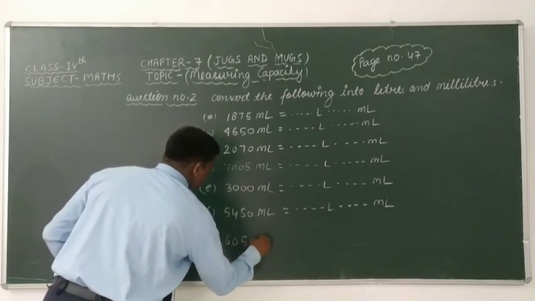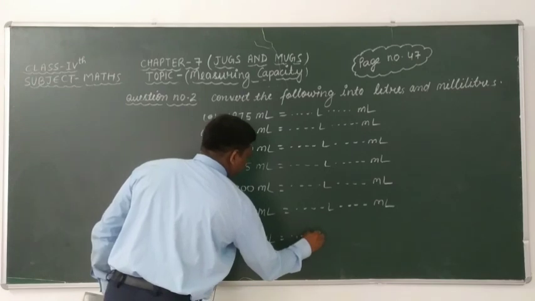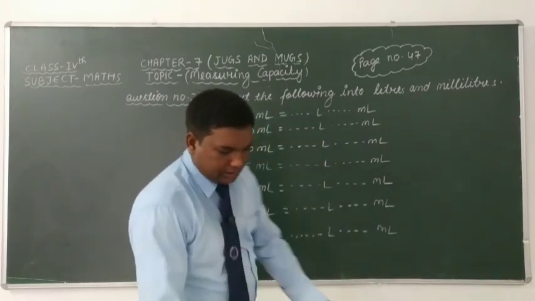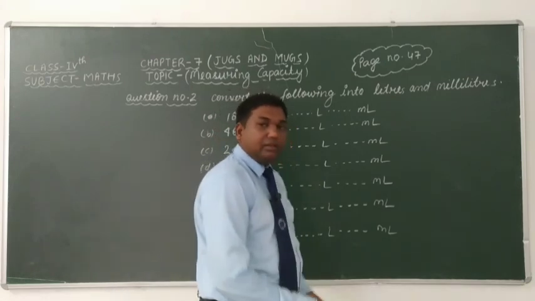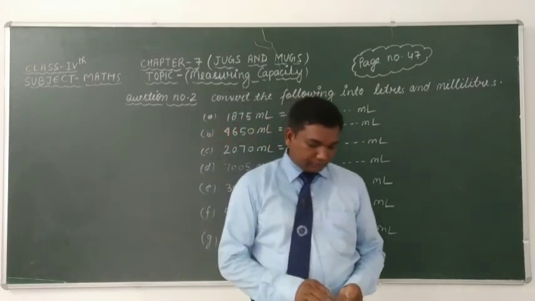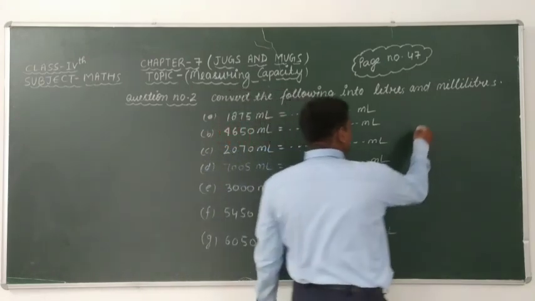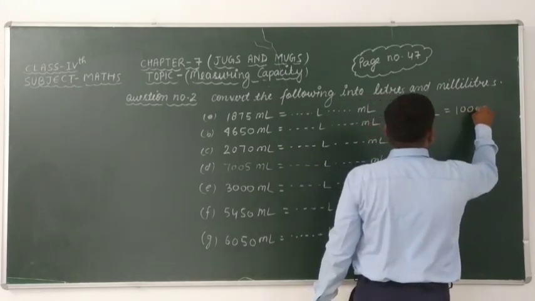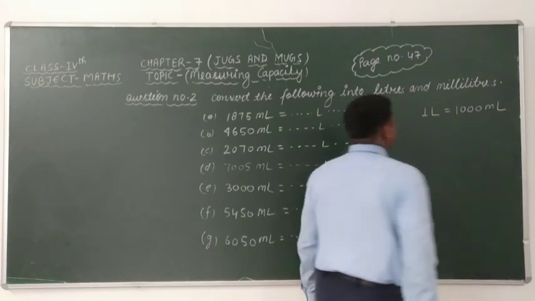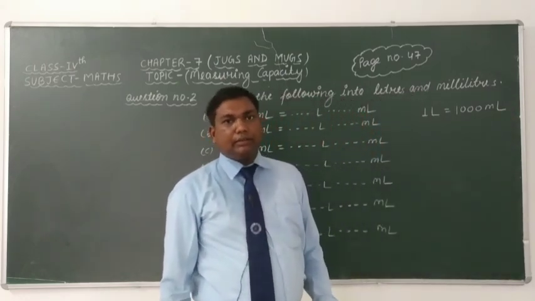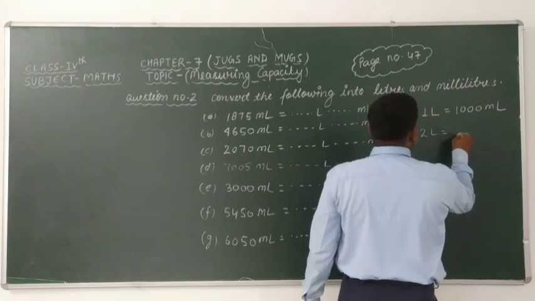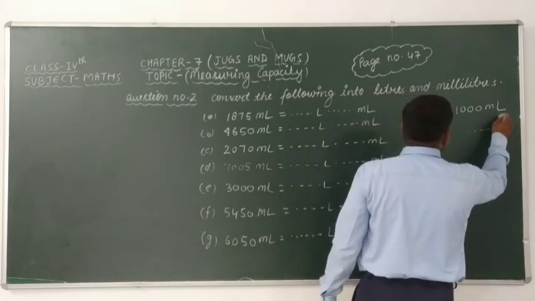6050 ml is equal to how many liter and how many ml? Okay students, look at it carefully. We know that 1 liter is equal to 1000 ml. Similarly, 2 liter is equal to how many ml?